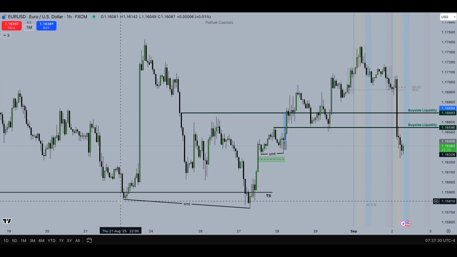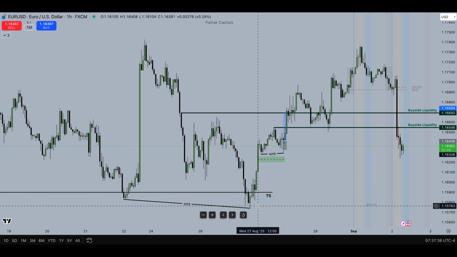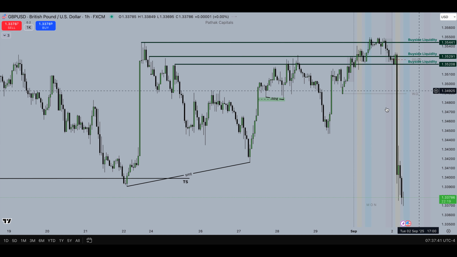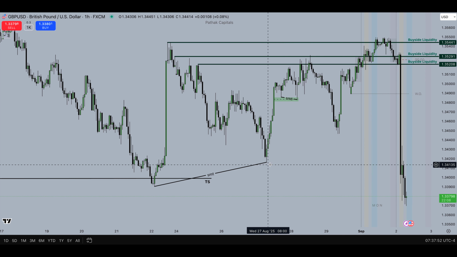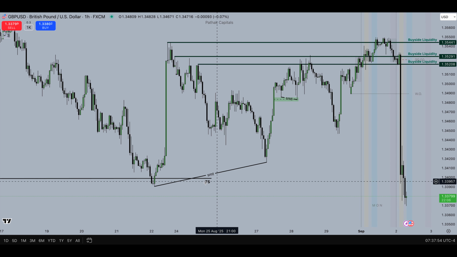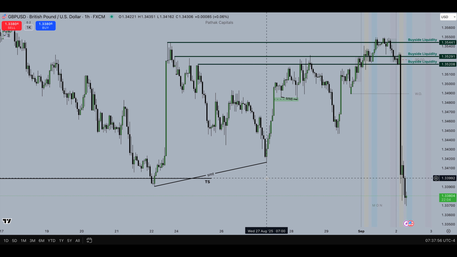SMT is when, let's say, for this example here, Euro USD on 22nd of August made a low, which was taken out on 27th of August. Or when we look at GU, the correlated pair to it, 22nd of August makes a low just like EU, but it fails to make a lower low in here. So that right there is an SMT divergence.